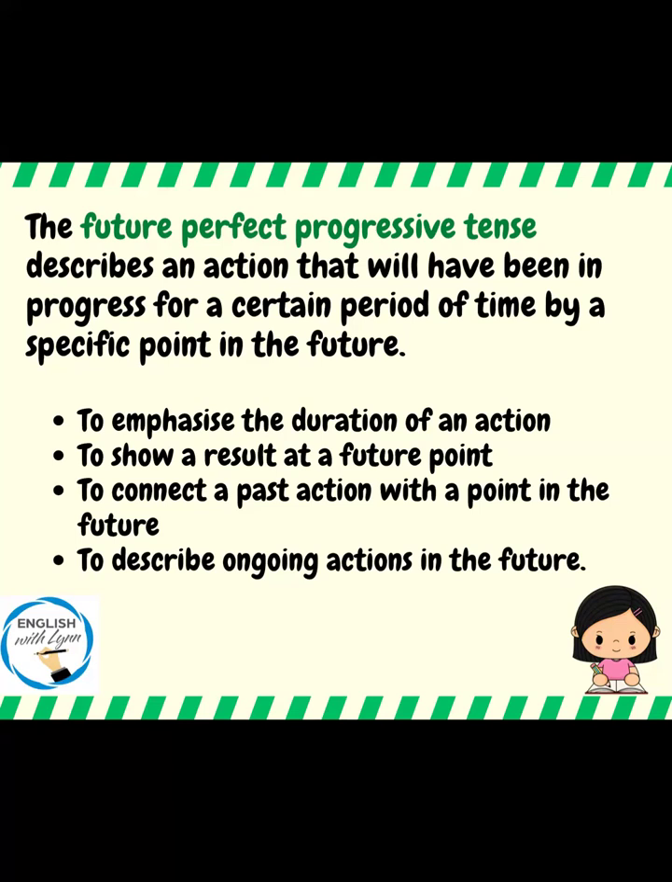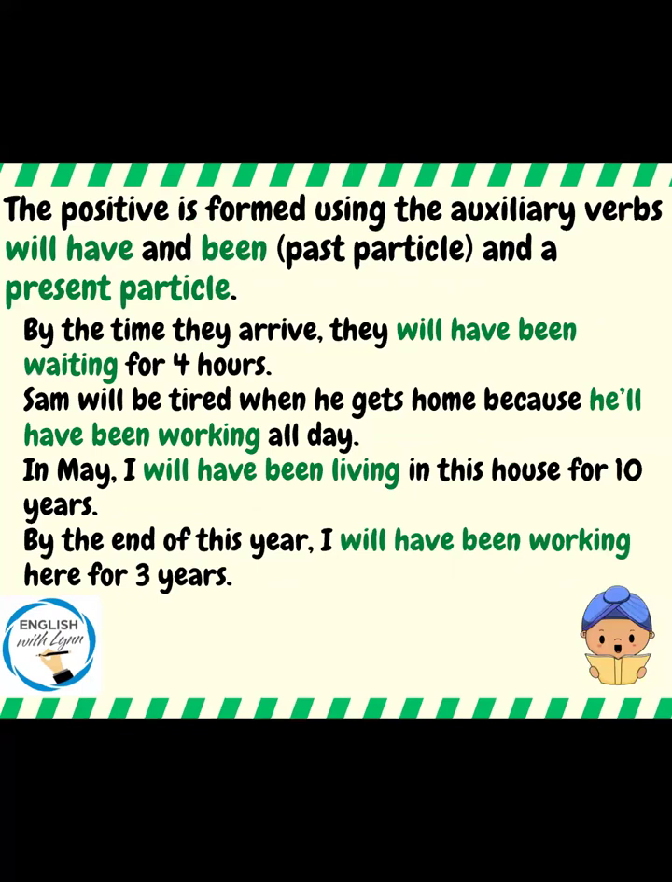So let's start by looking at how we form the positive. The positive, we are using the will have been, and that part is from the perfect tense, okay? And then we are adding a present participle, an ing word, and that is from the progressive tense. So will have been, and then an ing word after it. So by the time they arrive, they will have been waiting for 4 hours, it is emphasizing the duration of an event within the future.